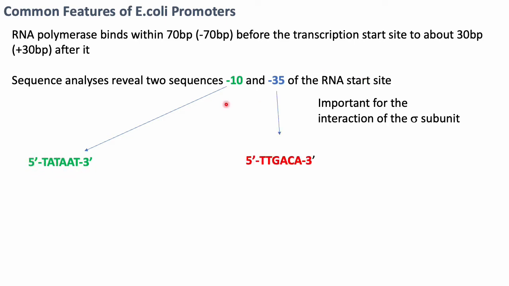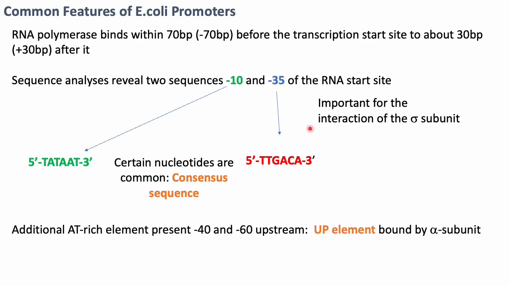And then the other sequence, which is at position 35 base pairs before the RNA start site, has a 5 prime sequence of TTGACA. And certain nucleotides which are common are known as consensus sequences. So these are always the same. These are always present at the minus 10 position and also at minus 35. So we always find these sequences before the RNA start site.